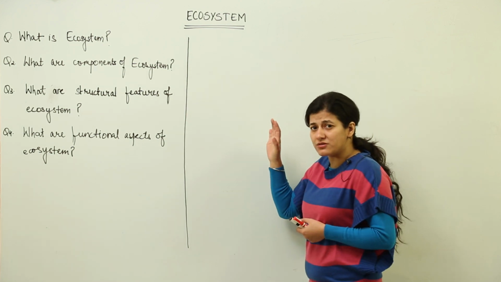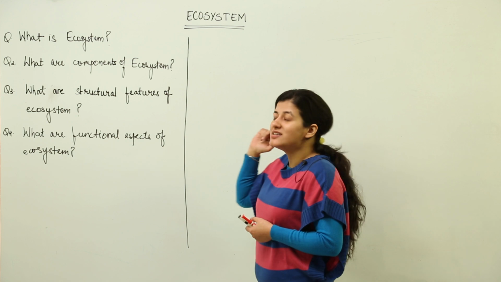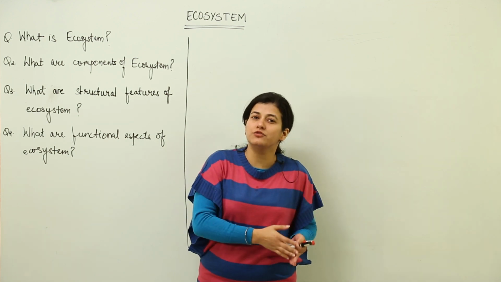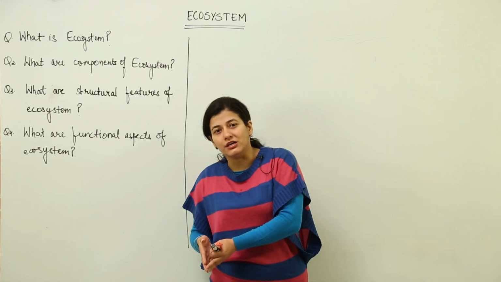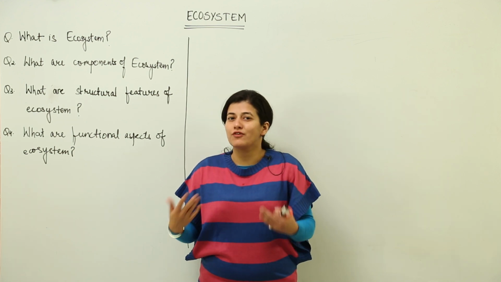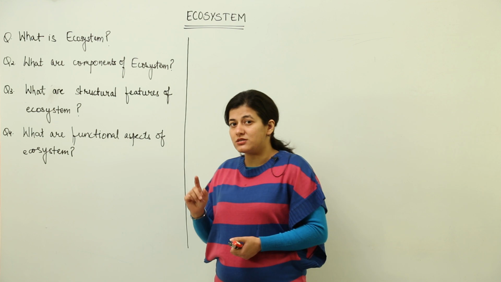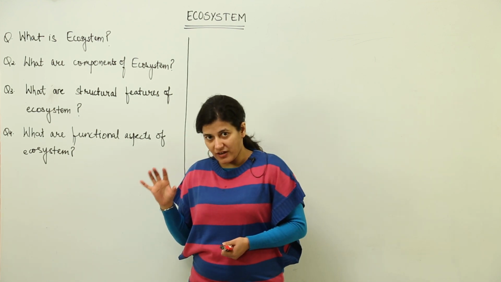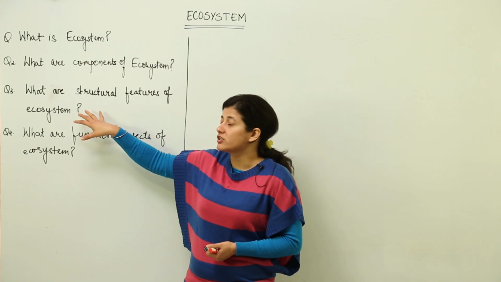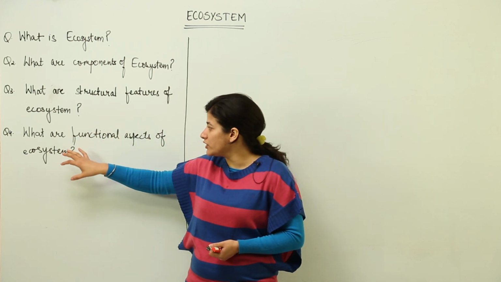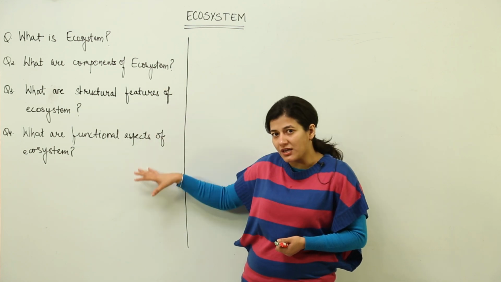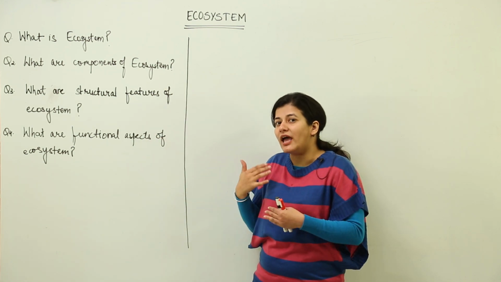Who gave the term ecosystem? You must be aware, even if you're not. Sir Arthur Tansley was the one who gave the term ecosystem, saying that if you have to study ecology, start studying ecosystem and its components, and half of your study would be done. Now what are the components of ecosystem if we have to study? What are the structural features of ecosystem, and what are the functional aspects of ecosystem? These are the four things that we study when we are studying an ecosystem.